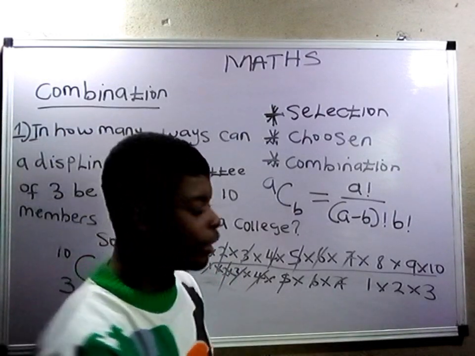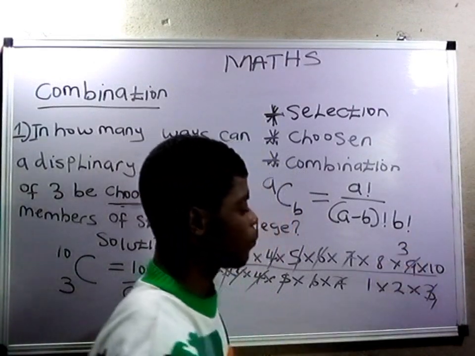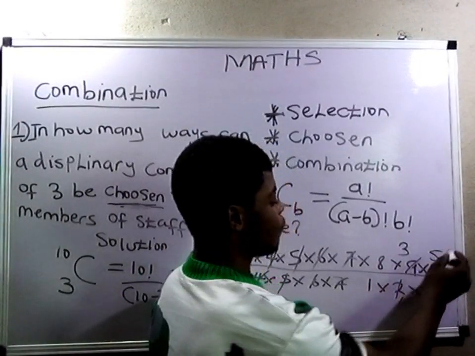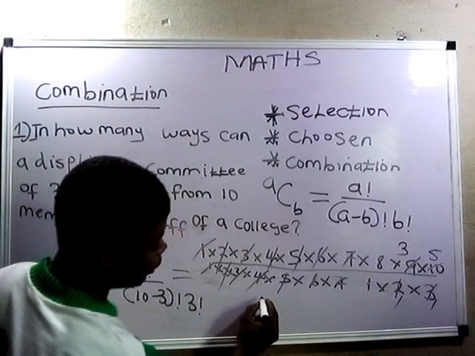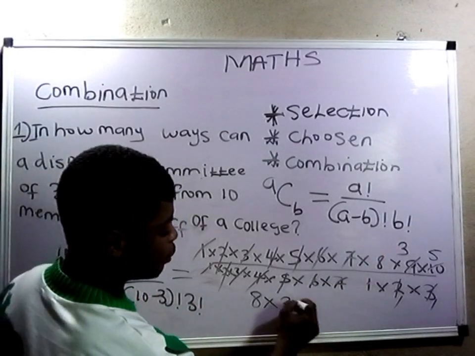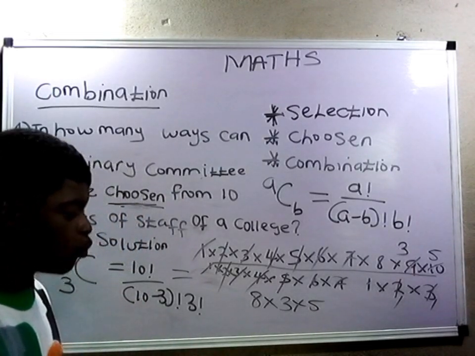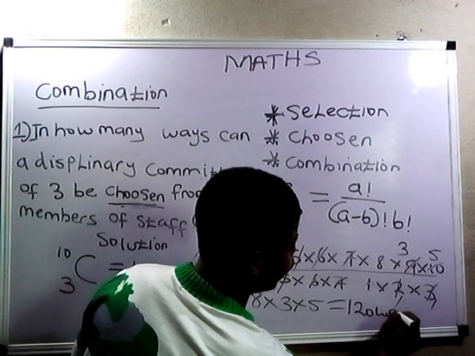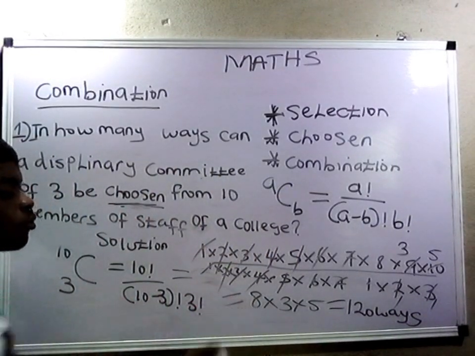So 3 into 3 is 1, 3 into 9 gives us 3, 2 into 2 is 1, 2 into 10 gives us 5, and 1 into 8 is 8. The value remaining here will be 8 times 3 times 5, which gives us 120. So the answer is 120 ways.